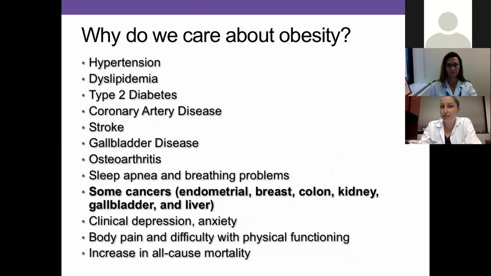The effects of obesity span pretty widely. There are several medical problems that are directly linked to obesity, such as high blood pressure or hypertension, high cholesterol, diabetes, heart disease, stroke, gallbladder disease, arthritis. And the main reason we're talking about this today is because there are certain cancers that are linked to obesity. In the gynecologic realm, obesity is directly related to endometrial or uterine cancer. It's also linked to breast, colon, kidney, gallbladder, and liver cancer.